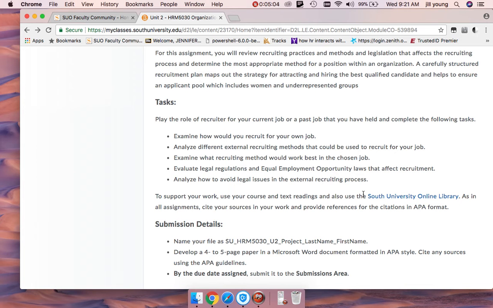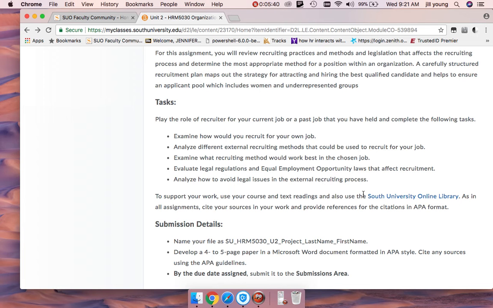Analyze different external recruiting methods. What would work? What I want you to do here is start broad and maybe narrow down. I'm going to throw something out there: you're a customer service representative in, I don't know, Texas. There are many ways you could recruit for that job, but there are also some considerations for your location and what area you're in. And then you need to talk about what recruiting method would work best for that job.